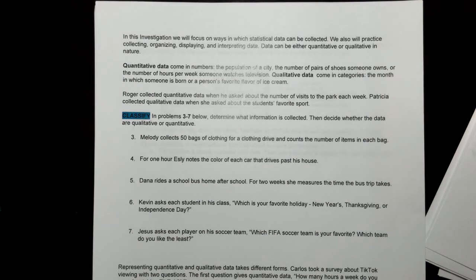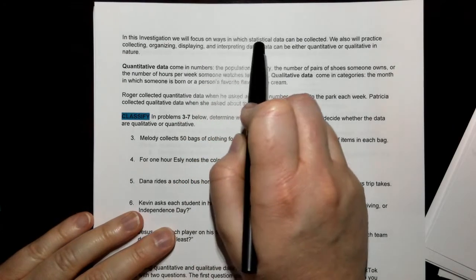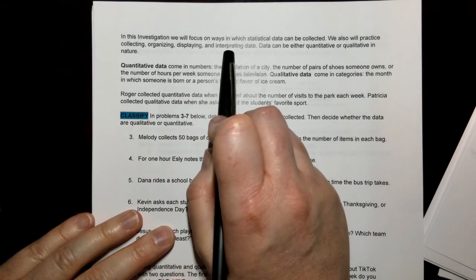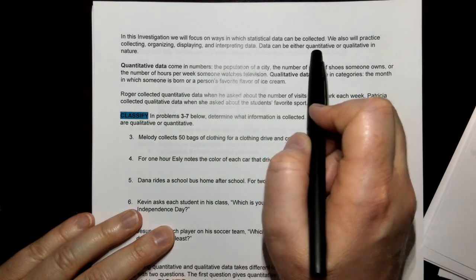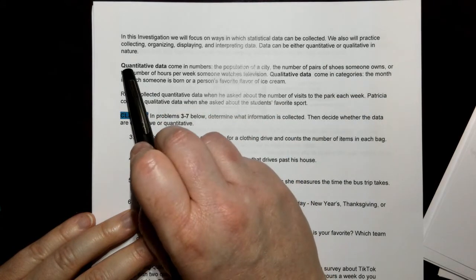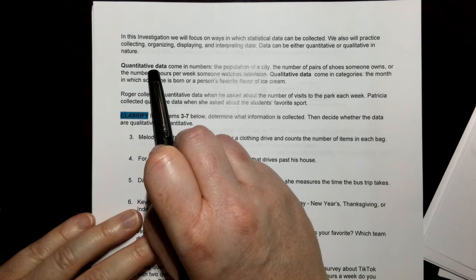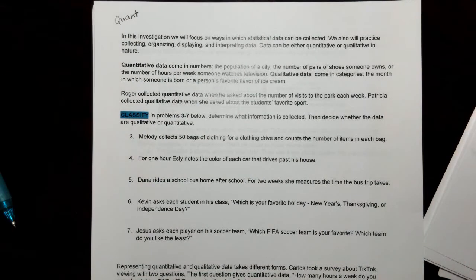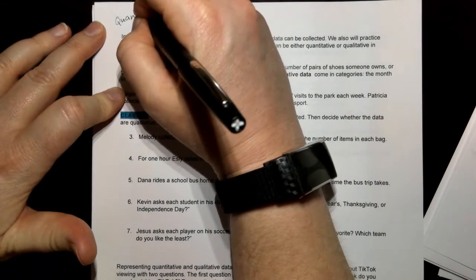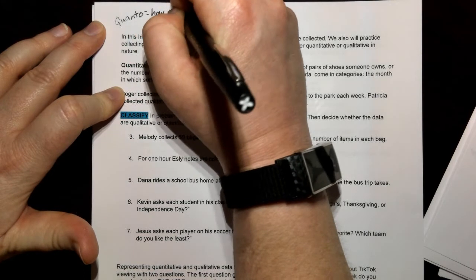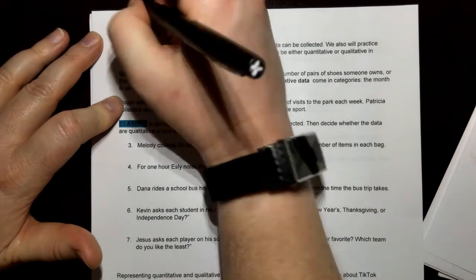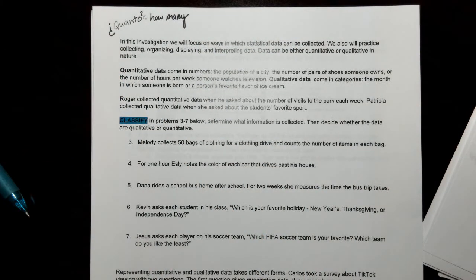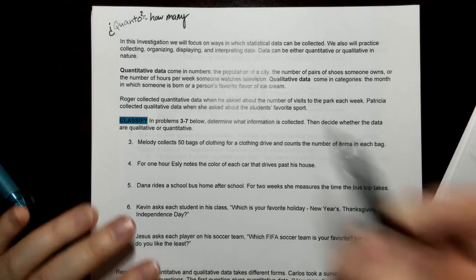Okay, so in Investigation 4, we will focus on ways in which statistical data can be collected. We also will practice collecting, organizing, displaying, and interpreting data. Data can be either quantitative or qualitative in nature. Quantitative data, quantity, count. ¿Cuántos? How many? So cuánto is how many. So if I have quantitative data, I'm talking about numbers that are asking me how many or telling me how many there are.